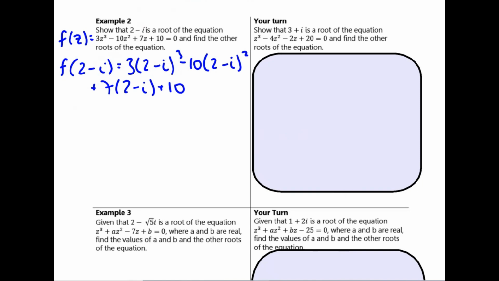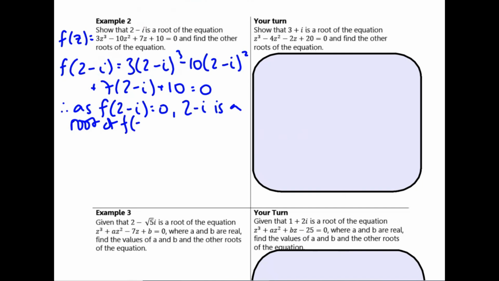Here I'm not going to show the expanded out, although it's a show that you might want to. But if we do expand this out and collect it all up, you do get 0. Do a little conclusion to tie us up at the end. I'm going to say therefore, as f of 2 minus i is 0, 2 minus i is a root of f of z.